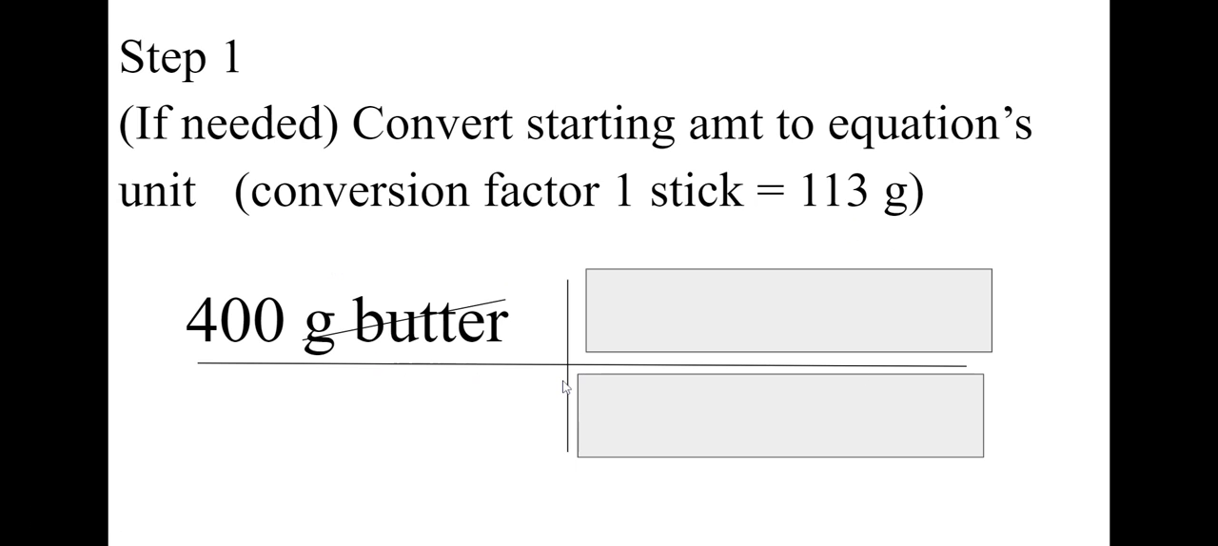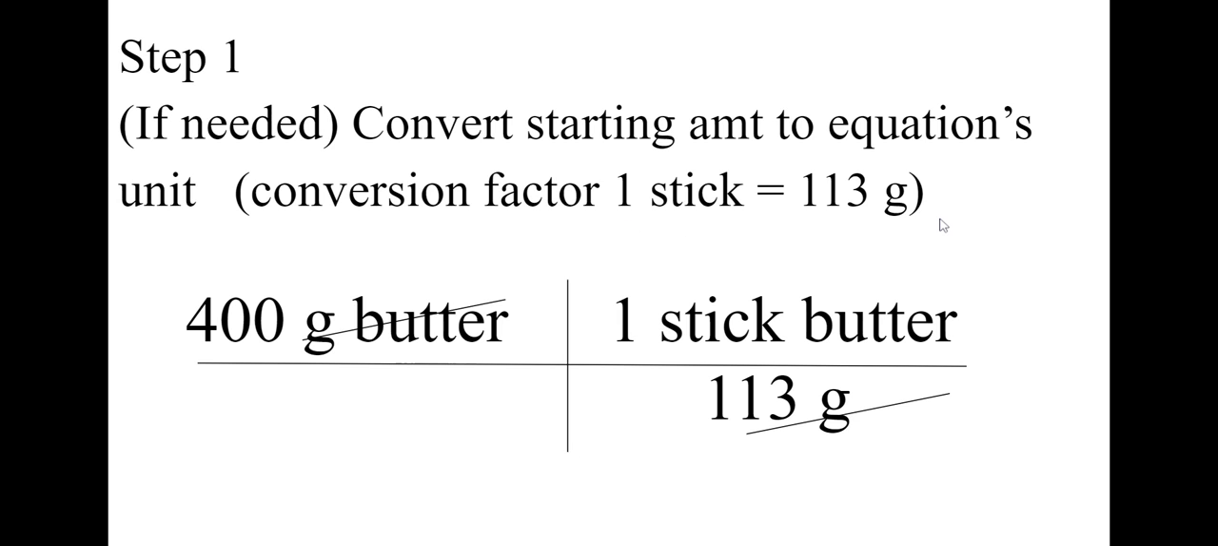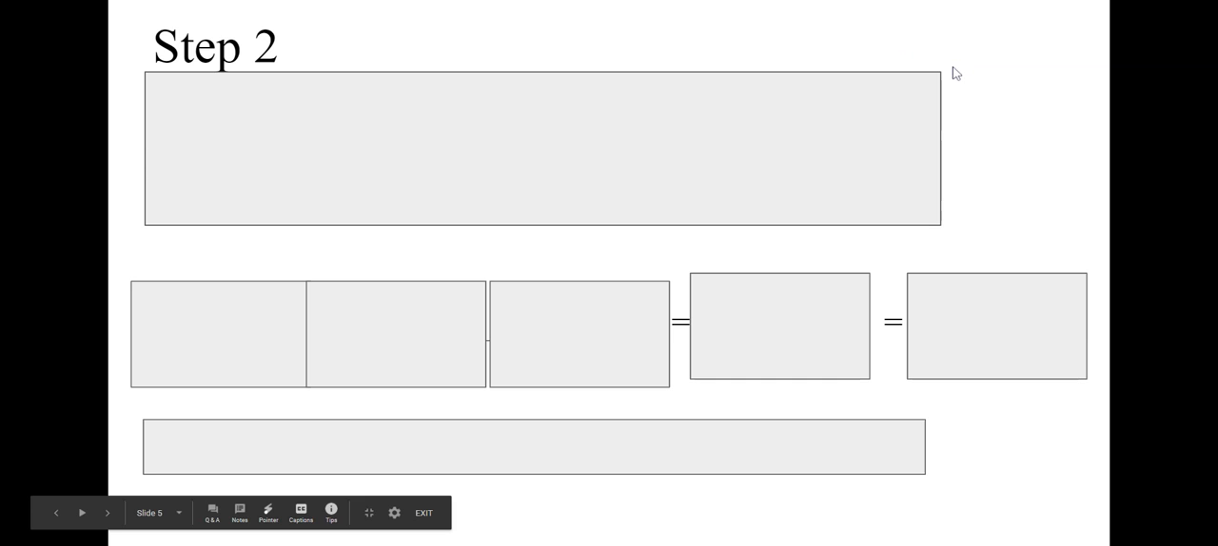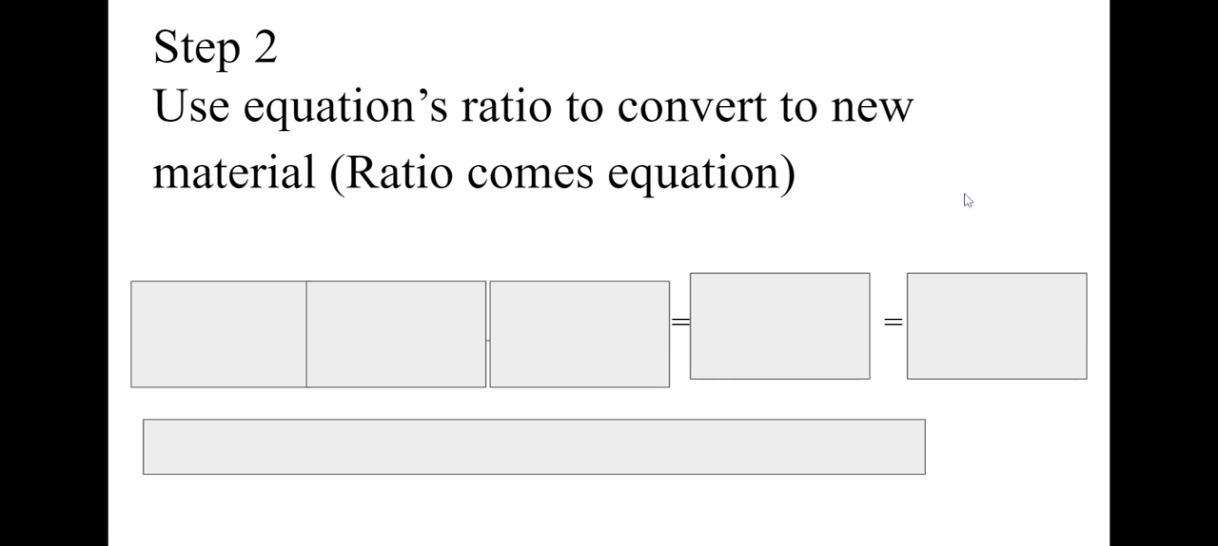So I would always start on the top left for my conversion, and there it is. And then I'm going to use this conversion factor right here and set it up like that so that the grams get canceled out and I'm left with sticks of butter. Now the next step is to use the equation to convert to the new quantity that I want.